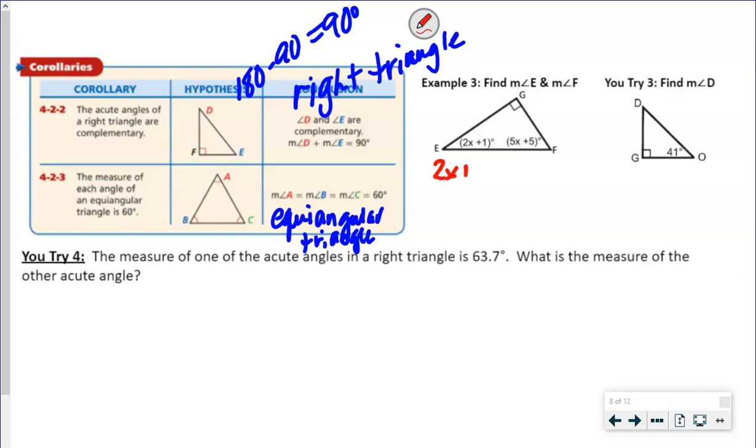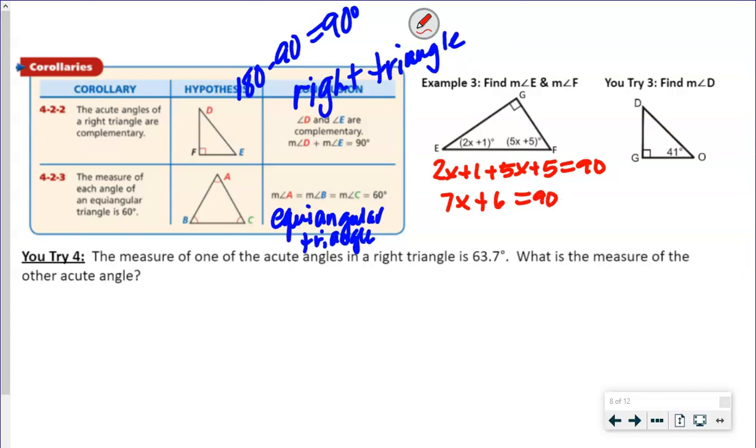All right, so for example 3, what we're going to do is we're going to just add those two together, 2x plus 1 plus 5x plus 5. That equals 90. And the reason for that, again, is because we've already taken up 90, right? So 180 minus 90 leaves us with 90. So we're going to combine our like terms, 2x and 5x, that's 7x. We're going to add the 1 and the 5, that's 6.